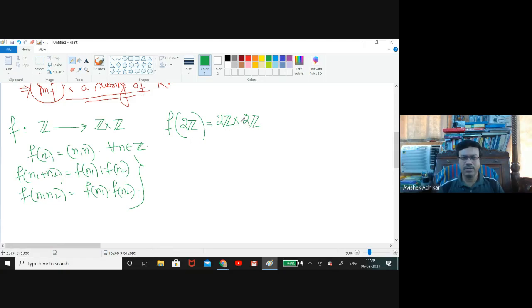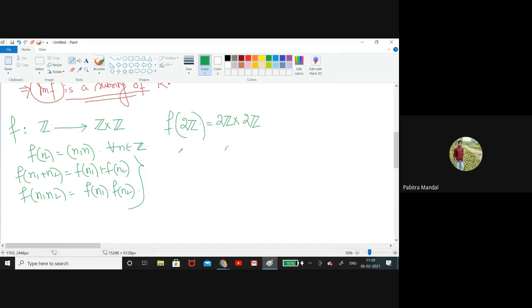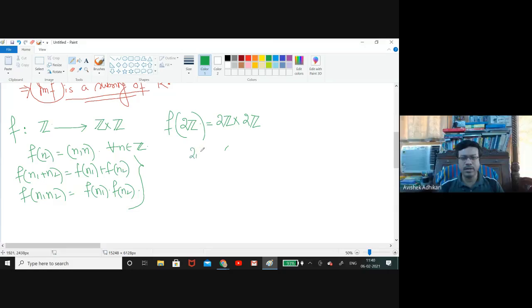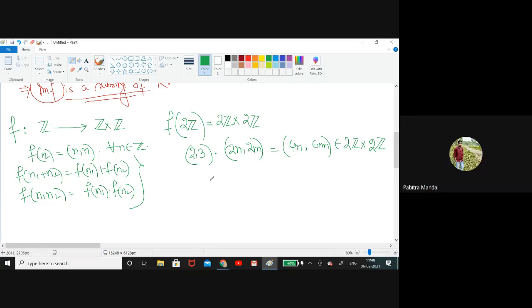Why not? If we take (2, 1) as an element, and take any element (2n, 2m), then it becomes, say, (4n, 6m), but still that is within 2Z cross 2Z, right? Yes, I'm just constructing this example.